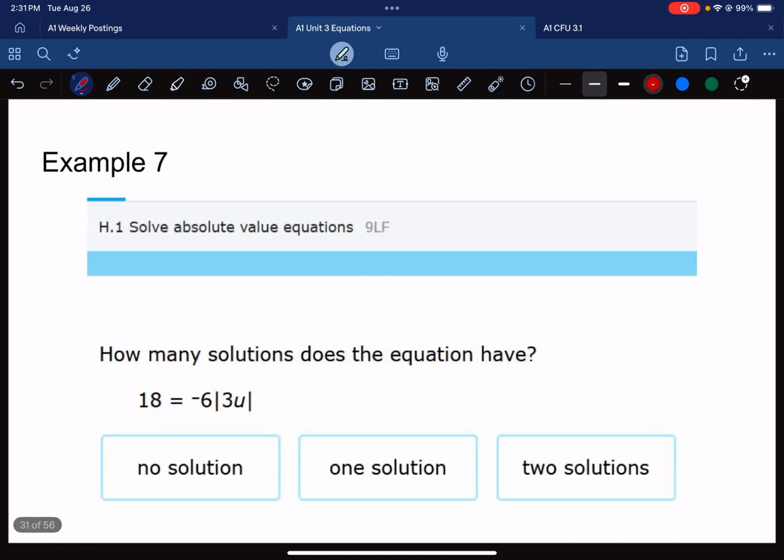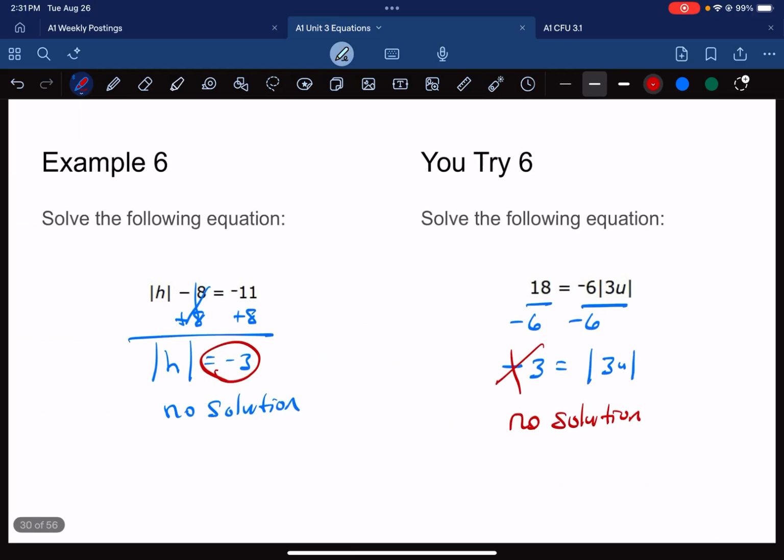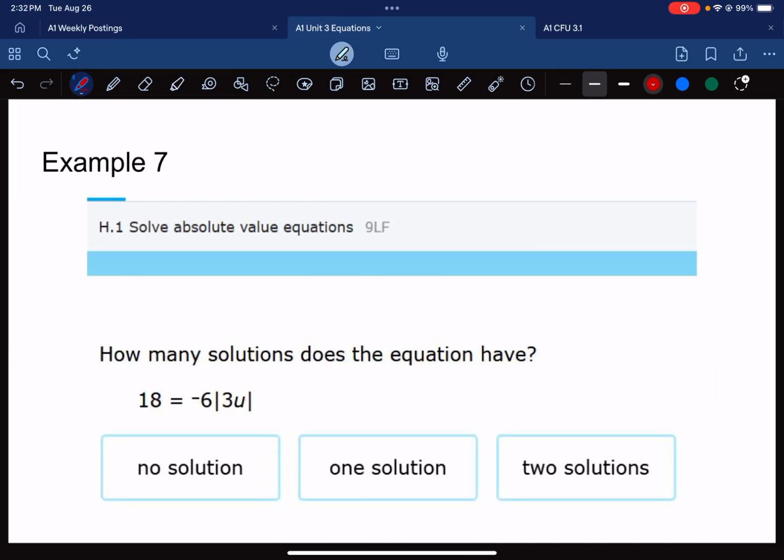Okay. Here's one right out of IXL. Oh, I think it's the same one we just did. Yeah. This is what they're going to look like. They're going to ask you how many solutions the equation has. You're going to solve that equation. And then in this case, there was no solution, so that's what you would choose.